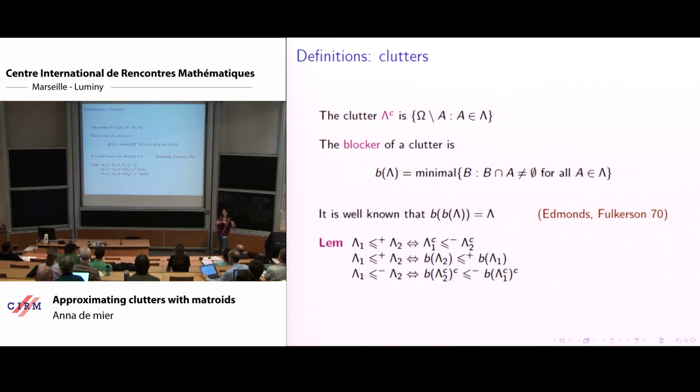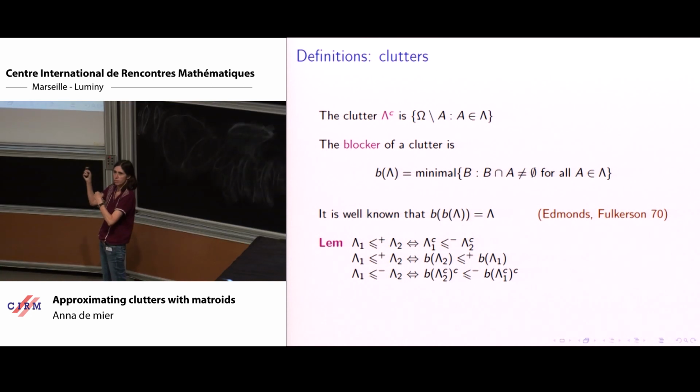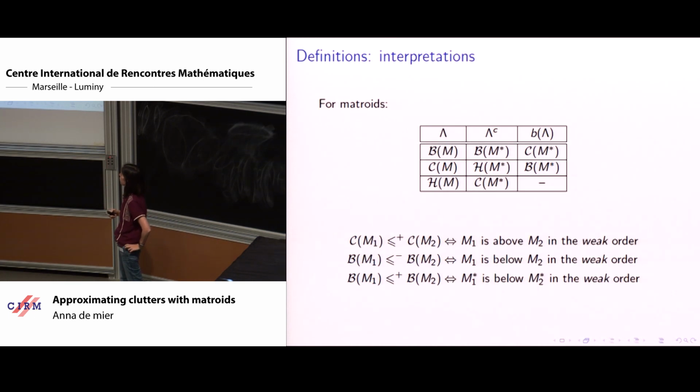If you want to move things around in the minus order, you go to the complement, you go to the plus order, apply the blocker, and you go back. So basically, everything we could say with the plus order, we can say for the other, just moving with blockers and complements.